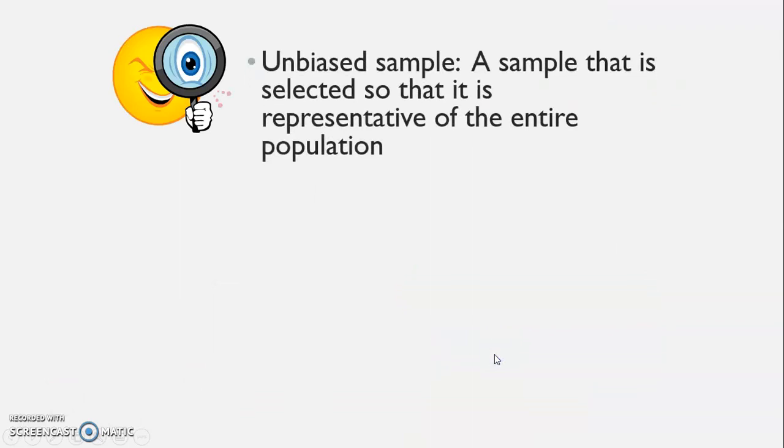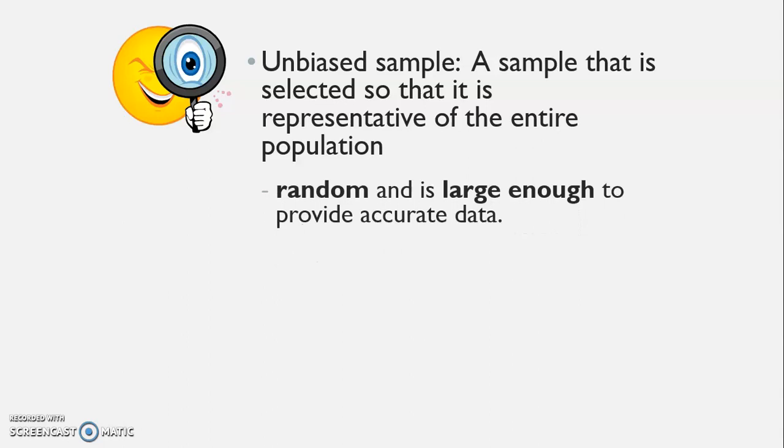So to create a sample, it has to be unbiased, right? Which is also another big word. But you guys know what bias is. Even if you don't know the word, you've definitely seen it before. So an unbiased sample is a sample that is selected so that it is representative of the entire population. Important notes to remember here are that it has to be random and large enough to provide accurate data. So it has to be random. You can't pick who you're surveying exactly, because then that's not random and you are only getting data that you are expecting to get and are looking for.